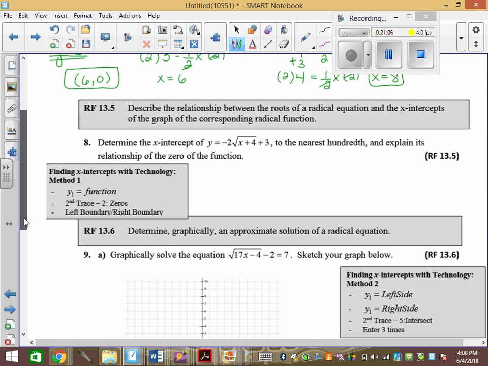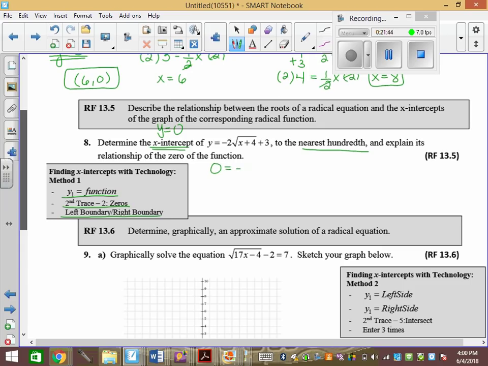Describe the relationship between the roots of radicals and the x-intercepts of the graph. Roots are the x-intercepts. So whenever we hear x-intercept, we should always think y equals 0, and solve. And they want it to the nearest hundredth. So in this case, we could type it into our calculator and find the x-intercept: y1 is the function, then second trace zeros, and then left bound, right bound, and get your x-intercept. But I'm also going to check it by solving it properly.